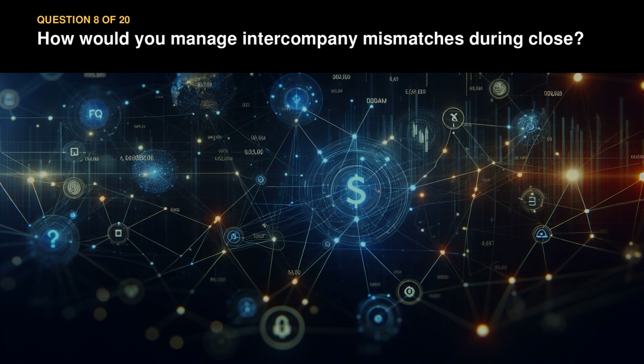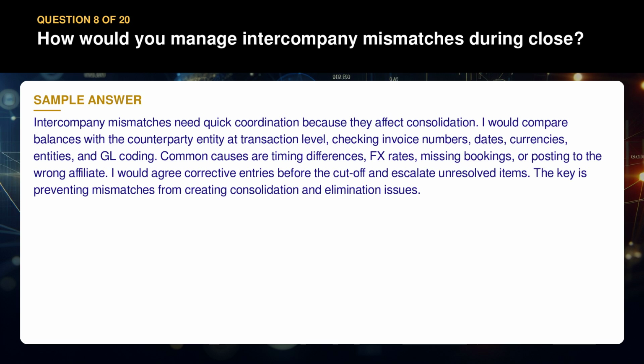Question 8. How would you manage intercompany mismatches during close? Intercompany mismatches need quick coordination because they affect consolidation. I would compare balances with the counterparty entity at transaction level, checking invoice numbers, dates, currencies, entities, and GL coding. Common causes are timing differences, FX rates, missing bookings, or posting to the wrong affiliate.